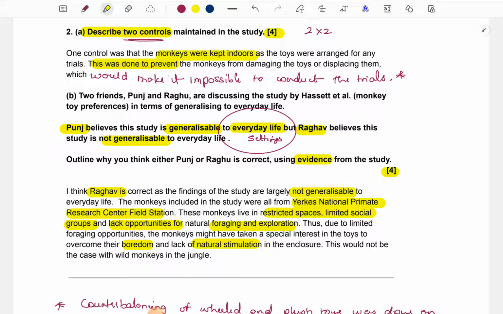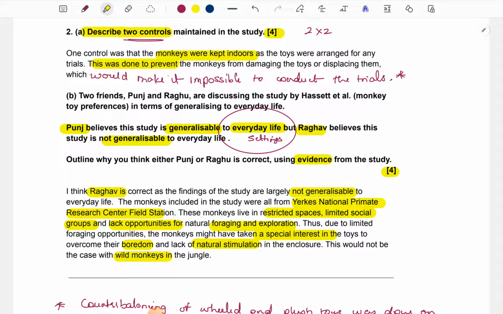So now I need to compare with what everyday settings are. In everyday settings, wild monkeys might not have any special interest in the toys because they have enough natural stimulation, they have enough to explore, such that the toys might not mean anything special to them like they meant in this study. Okay, so that is how I explain.